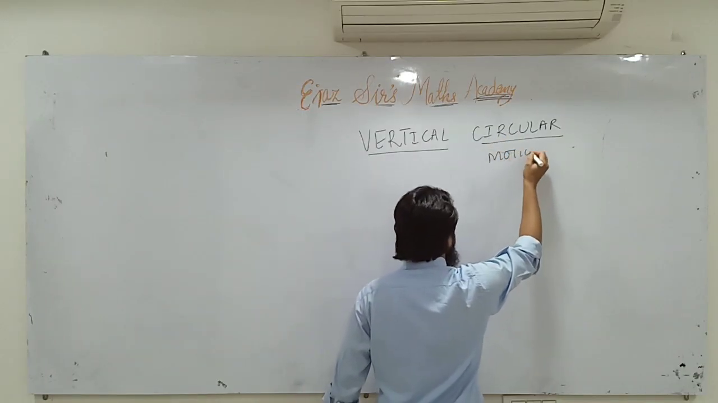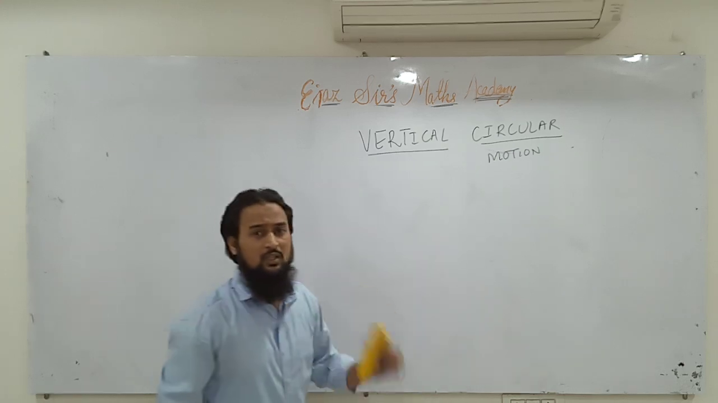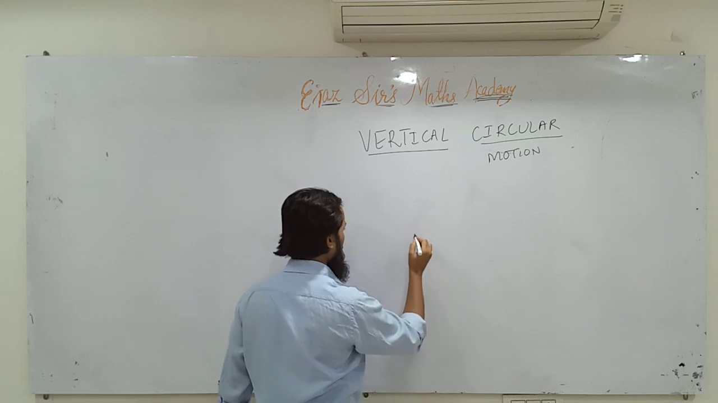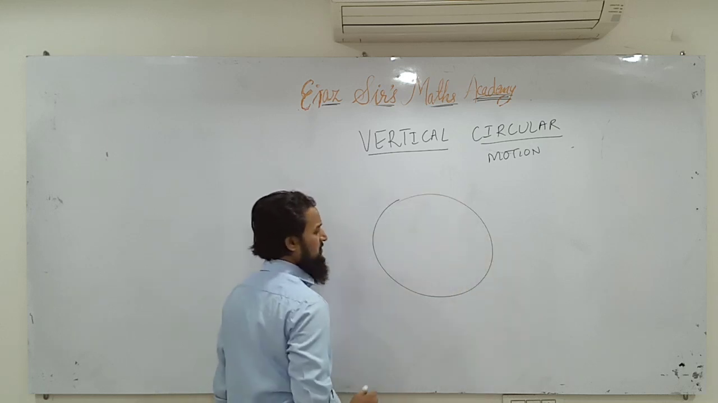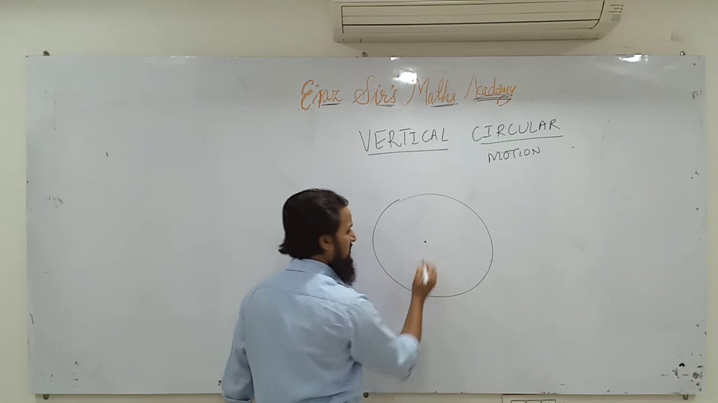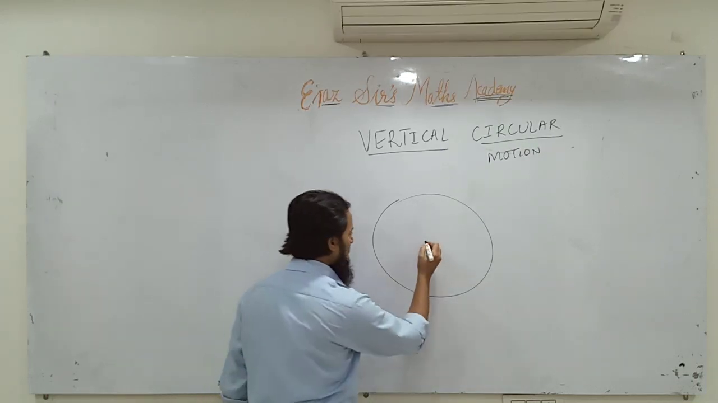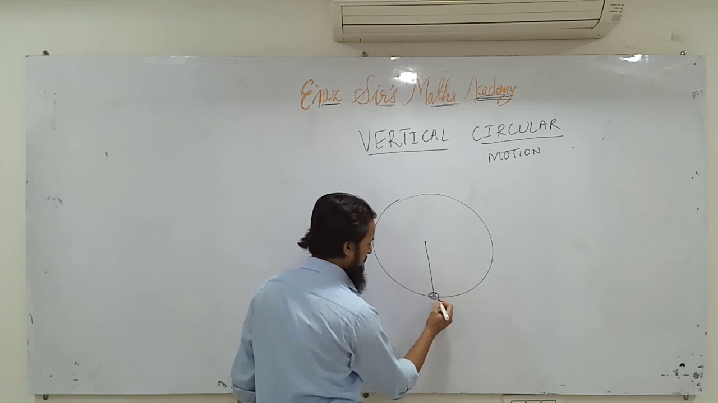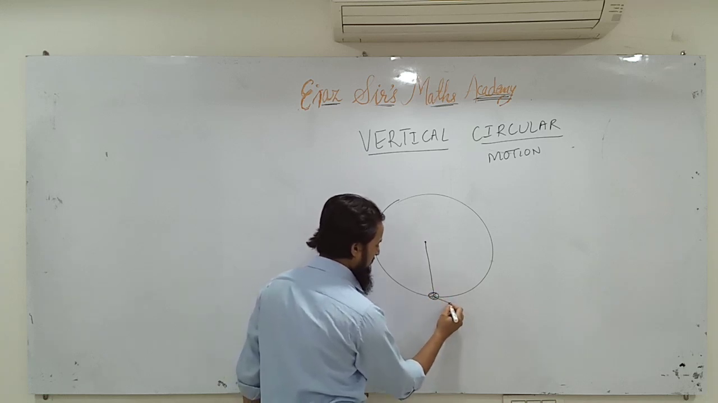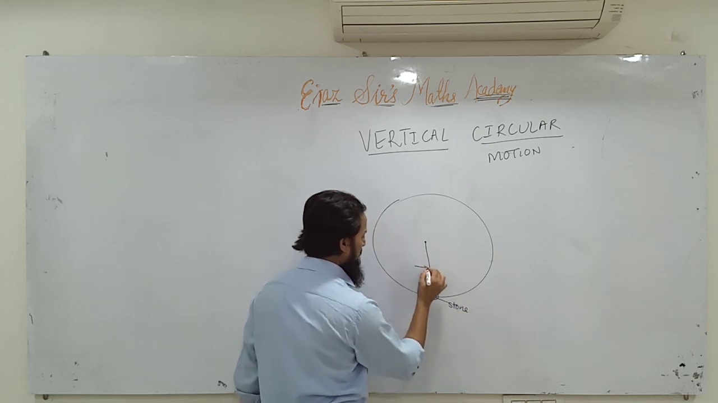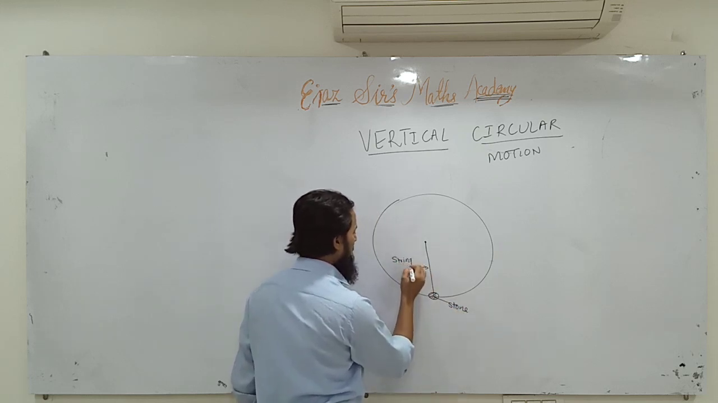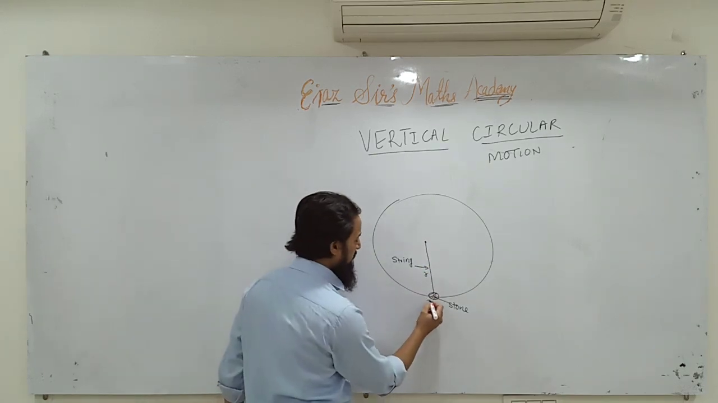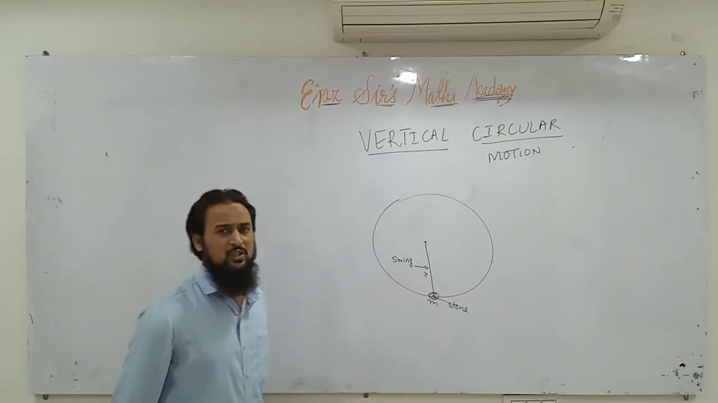Vertical circular motion. In this topic, let us consider a vertical circle. Let us suppose I have a string, and the string is hung by me in a vertically downward direction. This is a stone at the lowest position, and I have tied the stone to the string. Let r be the radius, and let the mass of the stone be m. So the stone is here.